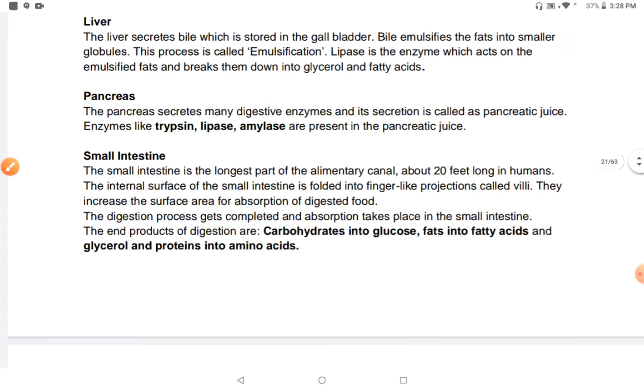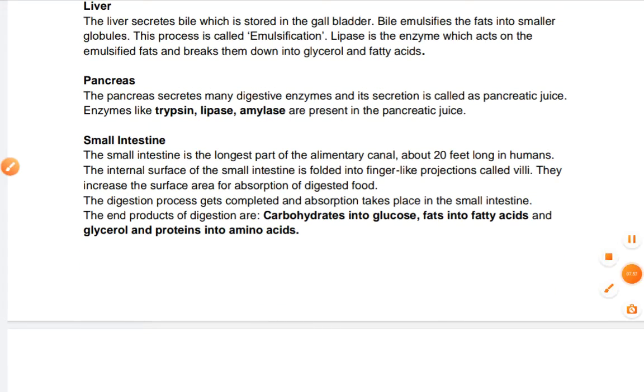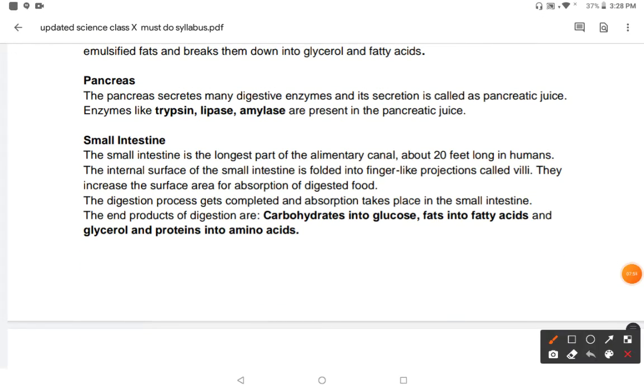Now the next one is the small intestine. The small intestine is the longest part of the alimentary canal, about 20 feet long in humans, and the internal surface of the small intestine is folded with finger-like projections called villi, and they increase the surface area for absorption of the digested food. The digestion process gets completed and absorption takes place in the small intestine.